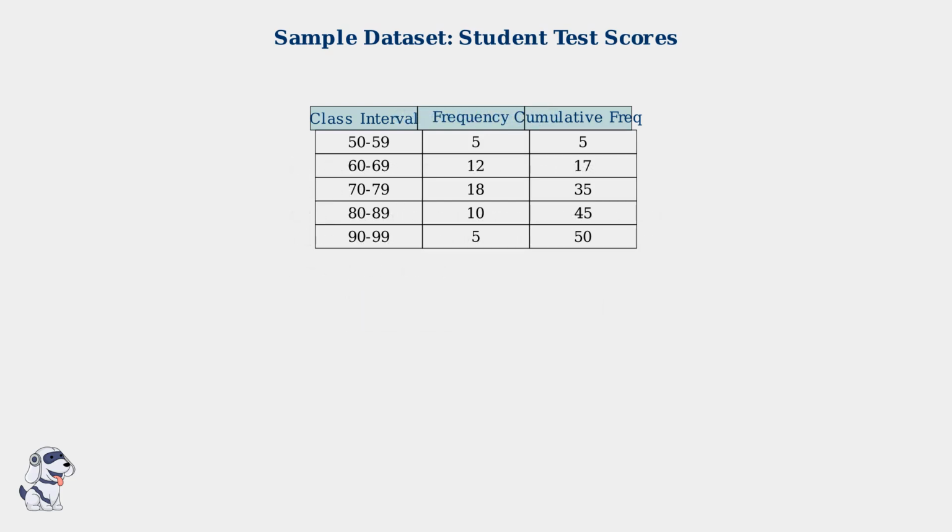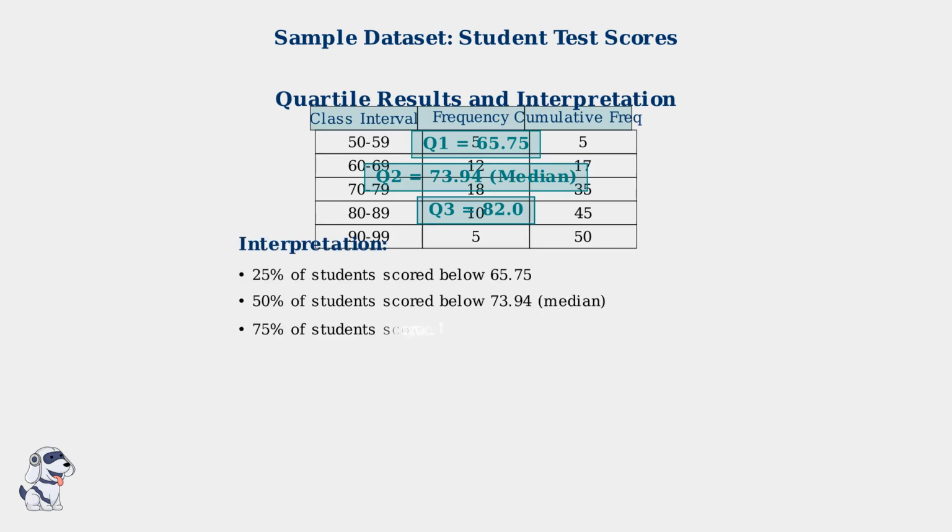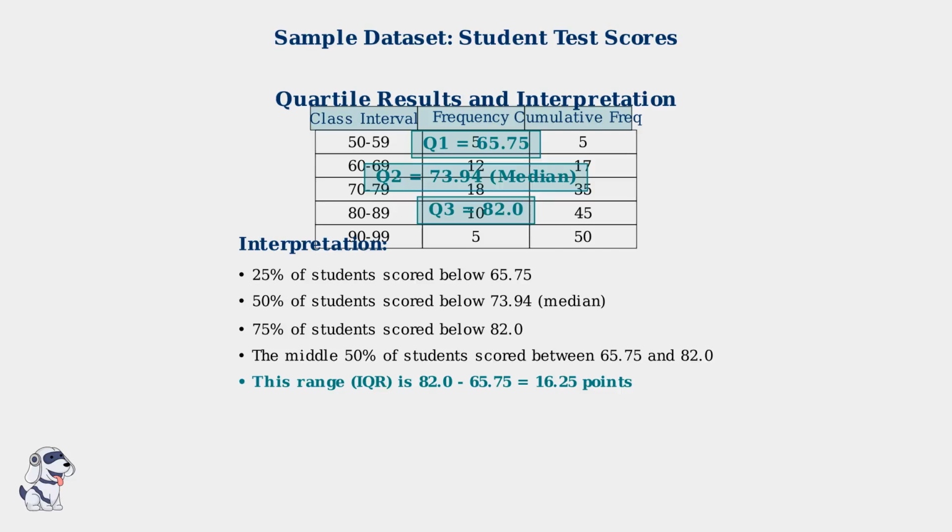Now let's summarize our quartile results and interpret what they mean for our data set. Our quartile calculations show that Q1 is 65.75, Q2 is 73.94, and Q3 is 82.0. This means 25% of students scored below 65.75, half scored below the median of 73.94, and 75% scored below 82.0. Most importantly, the middle 50% of students scored between 65.75 and 82.0. This range of 16.25 points represents the interquartile range and shows the spread of the central half of our data.